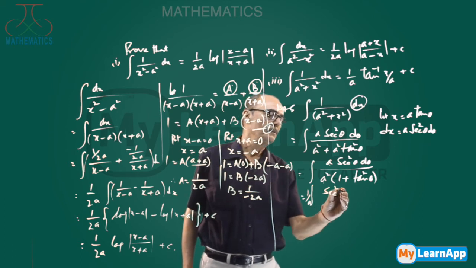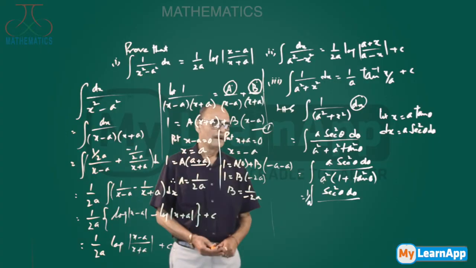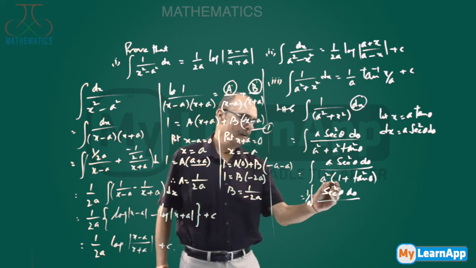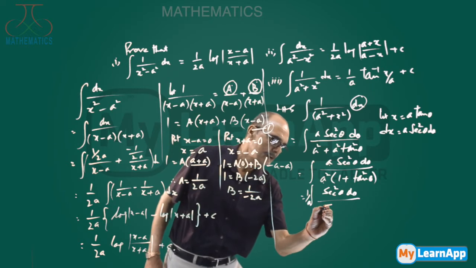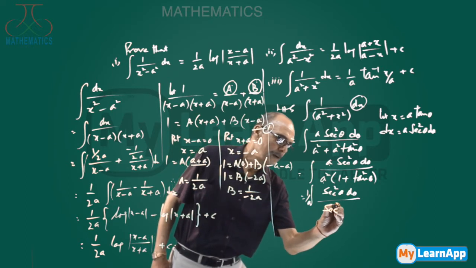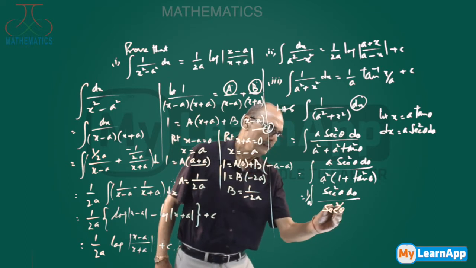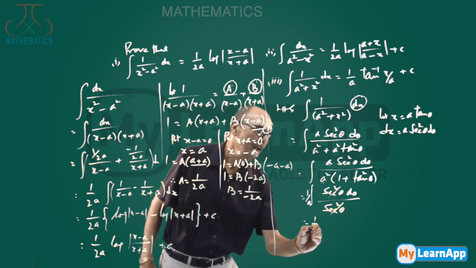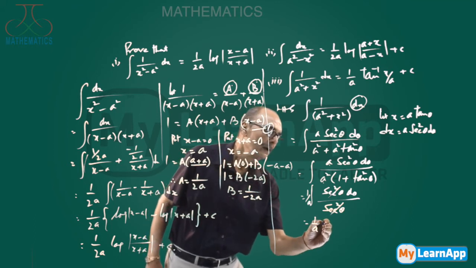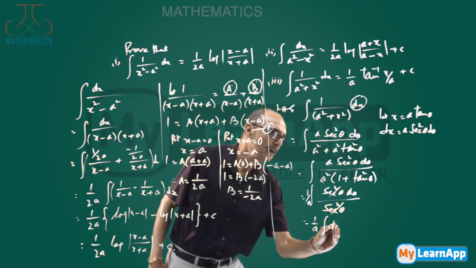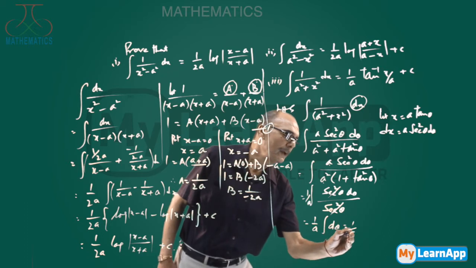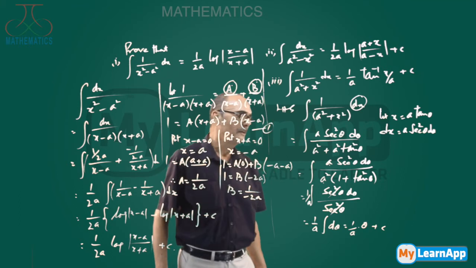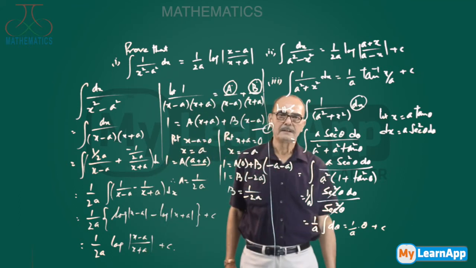Basic formula of trigonometry: 1 plus tan square theta is sec square theta. So this gets cancelled with this, and this gets cancelled with this. So we have 1 by a integral of d theta, which is 1 by a theta plus c, since the integral of d theta is theta.